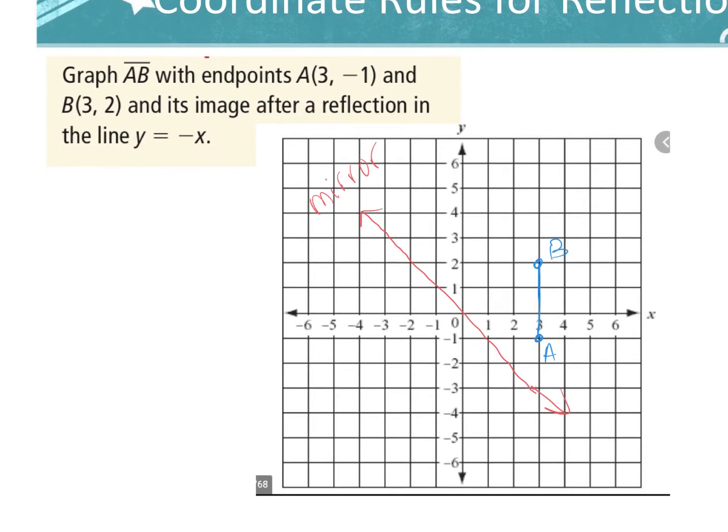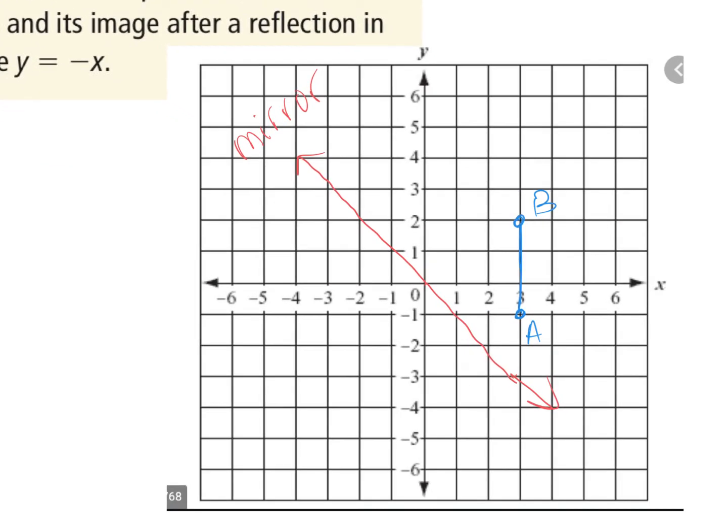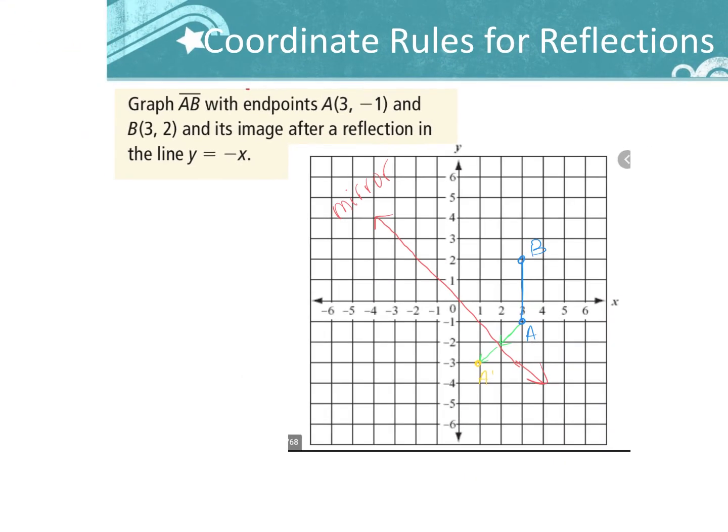Now, let's not know what the coordinates of A prime are. Let's try to figure them out ourselves. So from A, draw a perpendicular line segment down to the mirror. And then try to draw that same segment again. What do you think the point of A prime should be? (1, -3). Okay, let's talk about why it's (1, -3).